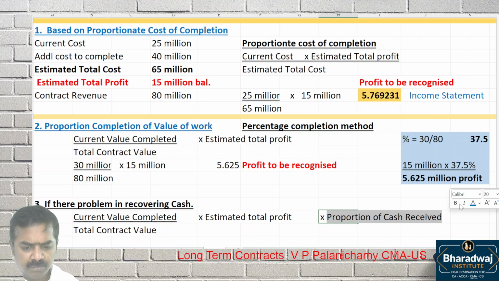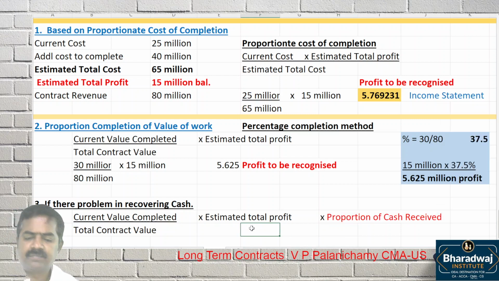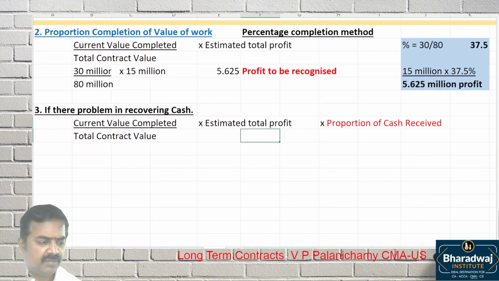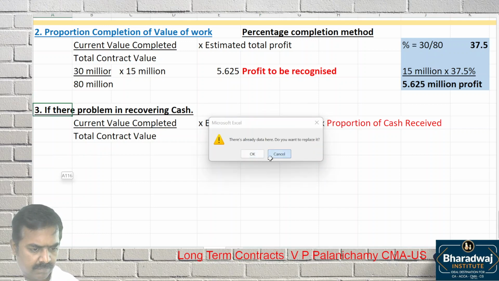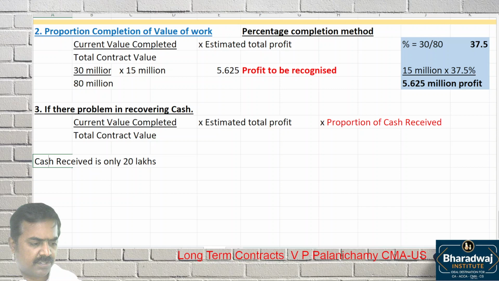Into proportion of cash received, you have to consider how much is realized in cash; that we will take. For example, 20 million. Cash received is 20 million. Then what will happen? What is the contract value completed?